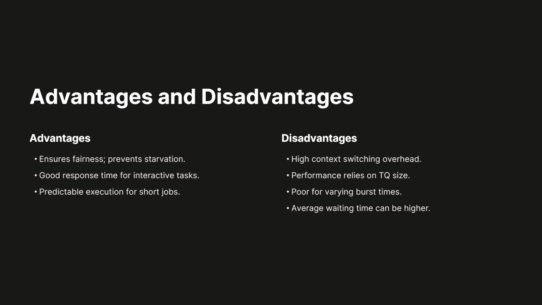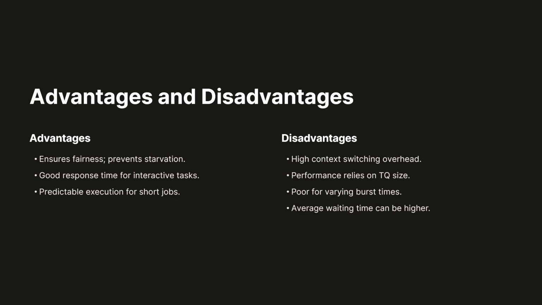So now let us look at some advantages of round-robin scheduling. Every process gets an equal shot at the CPU. There is no starvation. That's why this is a fair algorithm. Good for short jobs. Interactive and short jobs get a quick response. Simple and predictable. Easy to implement and understand. The wait time is bounded.